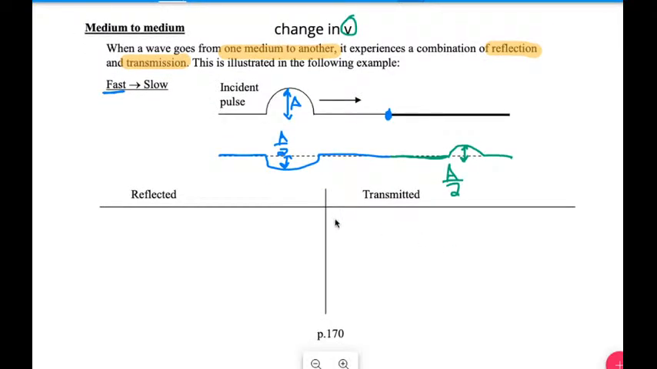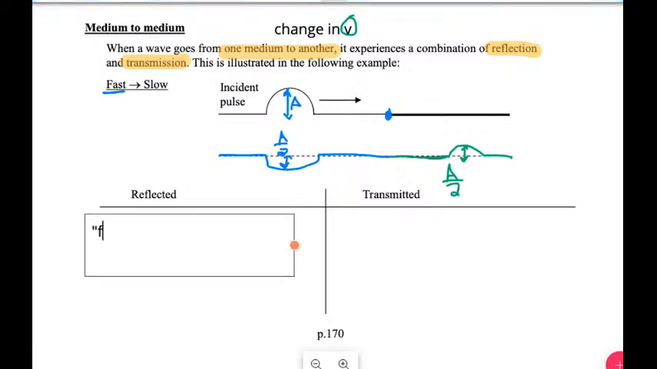So let's take a look at all of the parts of these waves. The reflected part is acting like a fixed end rather than a free end. So as a result of that, it will be inverted. But since it's in the same medium as our incident pulse, it will have the same speed. It has the same incident frequency, the same starting frequency. Frequency will always stay the same. So we have the same speed, the same frequency, the same wavelength. I don't have my Greek symbol for wavelength.